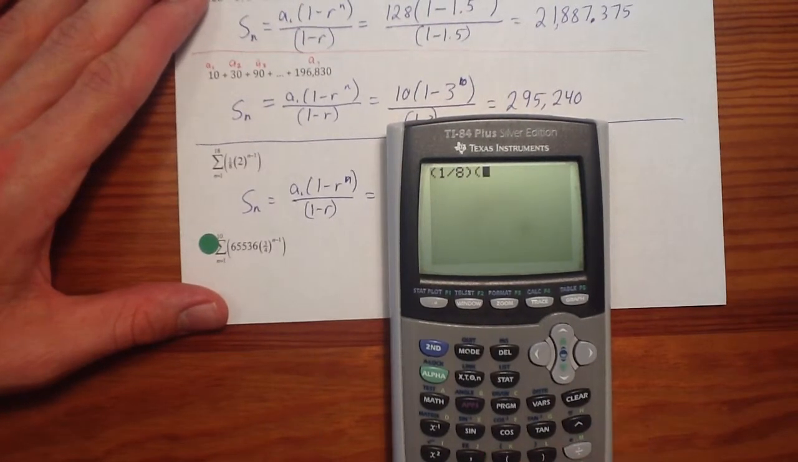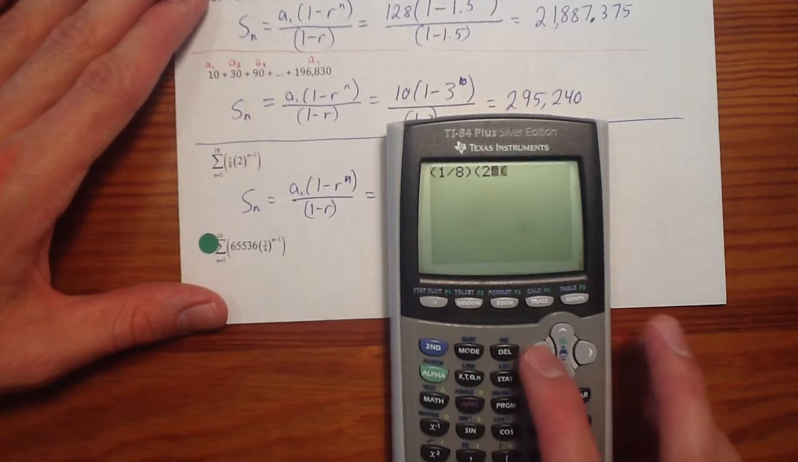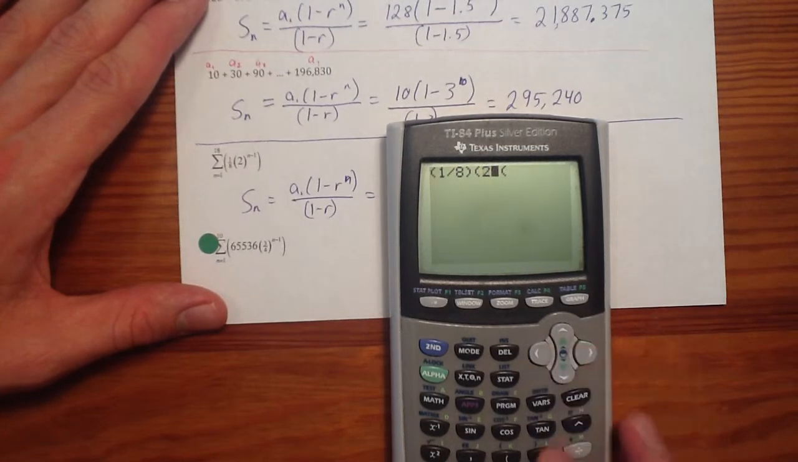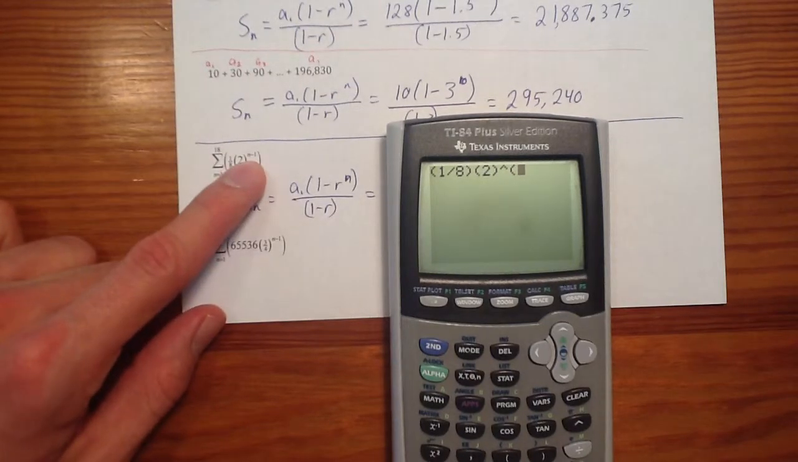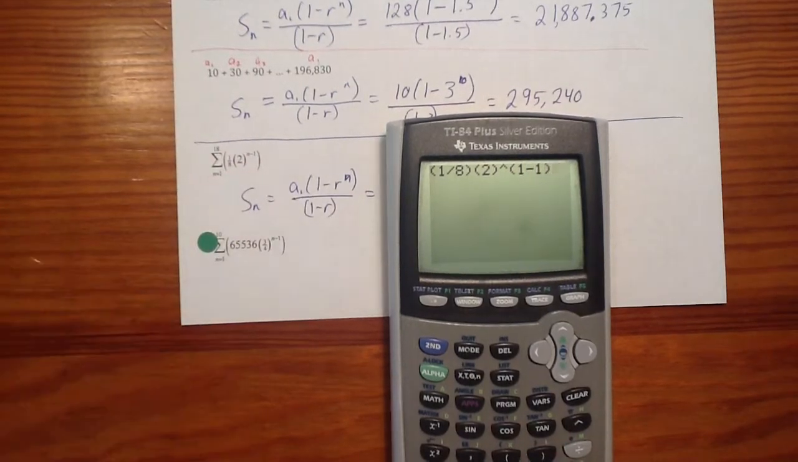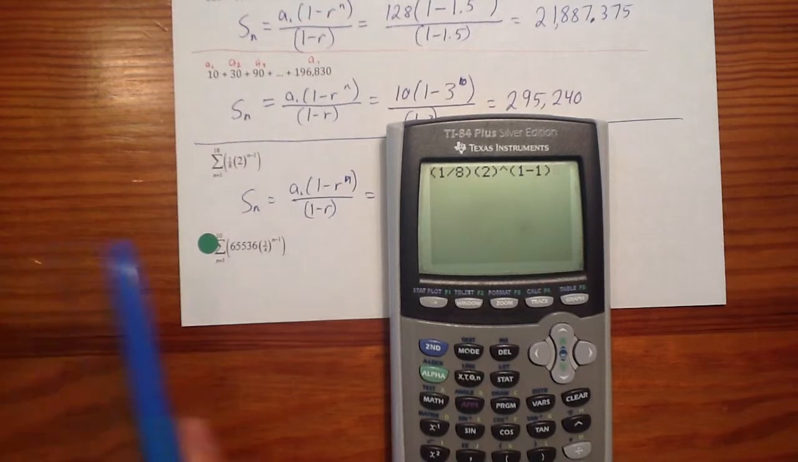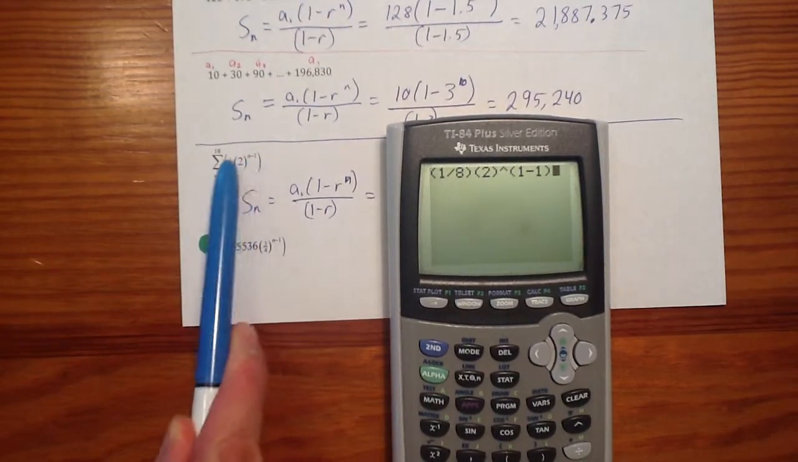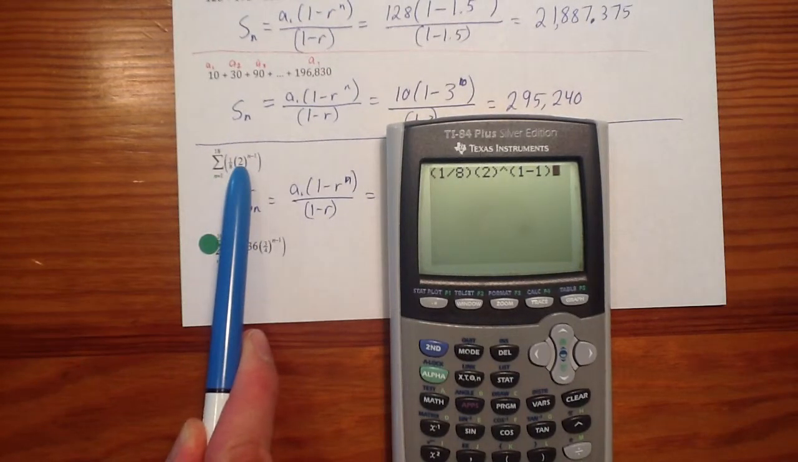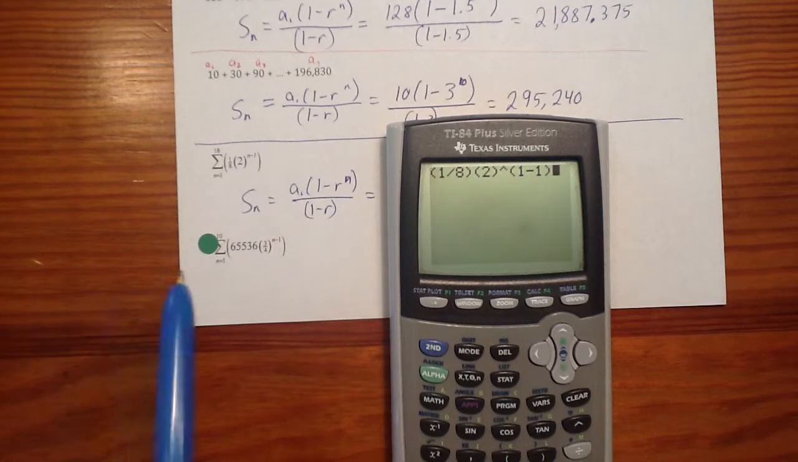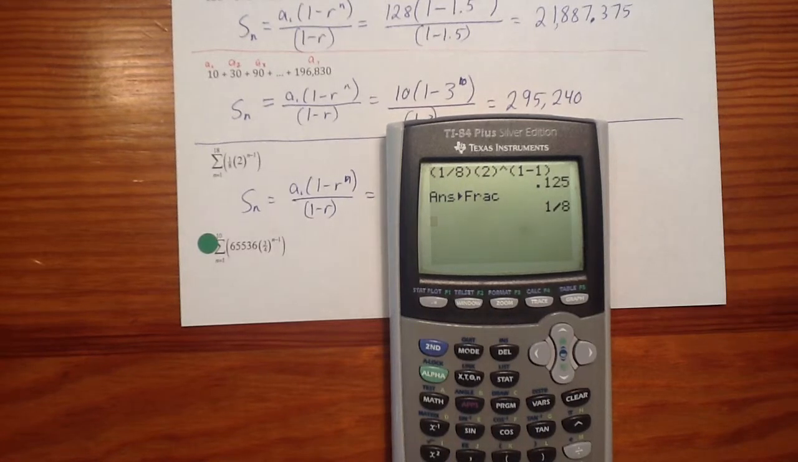1/8 times 2 to the, oops, I need the parentheses around, yeah I do. 2 to the, and then n minus 1, so 1 minus 1. What are you doing, Mr. Reader? Well, thanks for asking. If we plug a 1 into this formula, it's going to crank out the first term. Why do we need the first term? Because it's in the formula. It gave us that. That's 1/8. Let's be realistic. You know this.